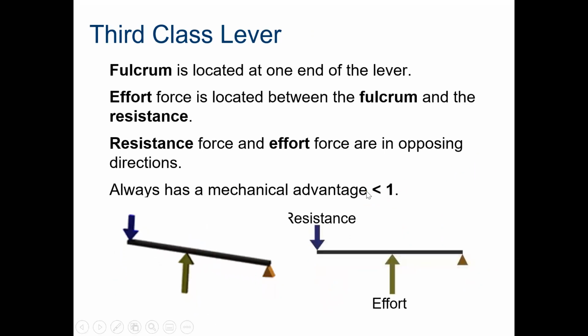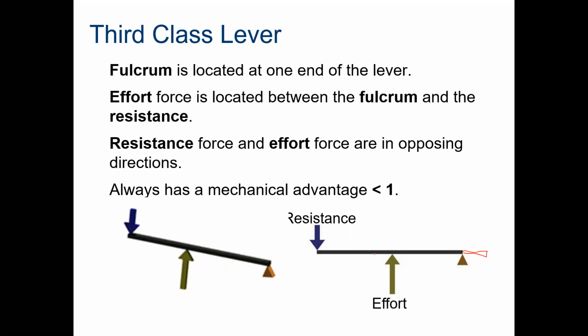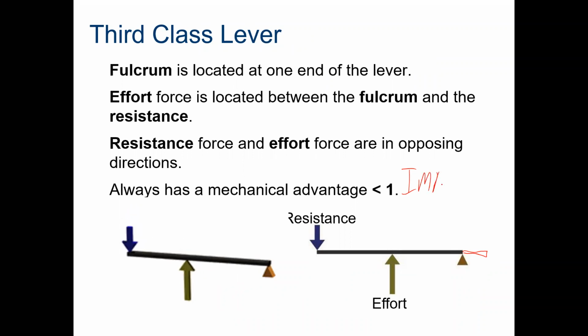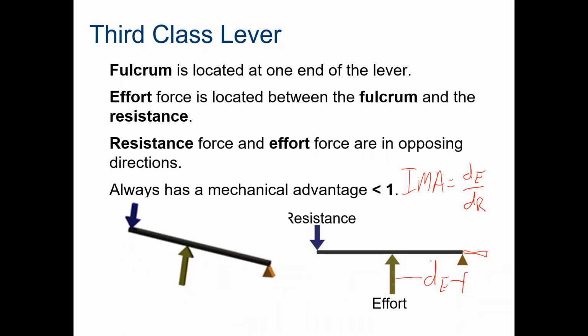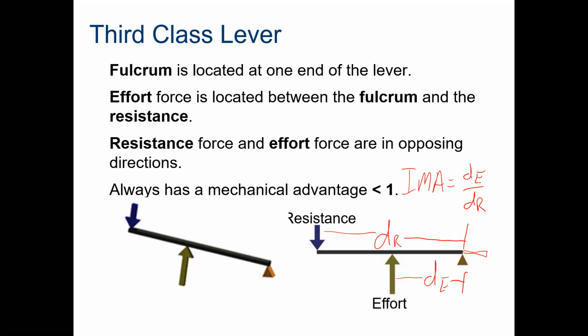If we have a third class lever, it's the same setup. Again, you could have a little bar extending out here, but this time your resistance force is on the outside and your effort force is between the resistance and your fulcrum. So again, IMA is equal to dE over dr. Well, if dE, distance of effort, and dr, distance of resistance, if dE is always less than dr, then that means this fraction is always going to be less than 1. So a third class lever always has a mechanical advantage of less than 1.